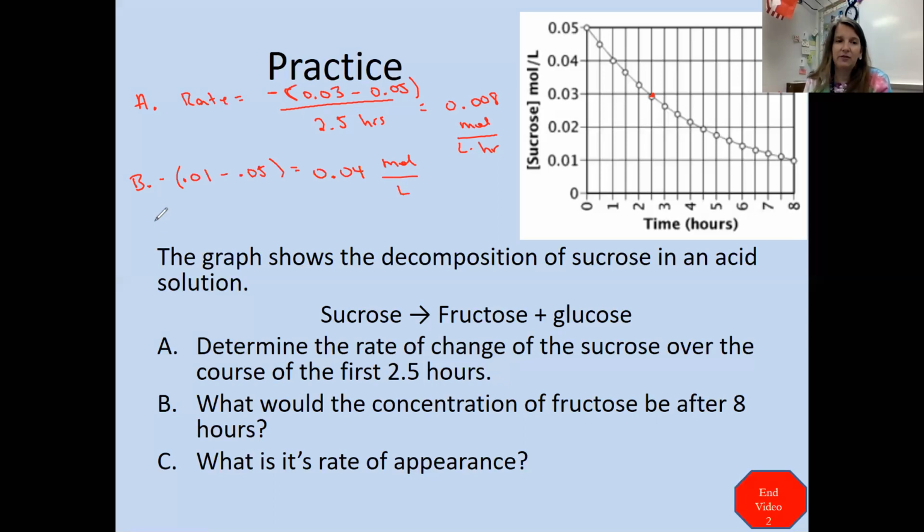And then to get its rate of appearance, because that's over 8 hours, we're going to take our 0.04 and divide it by 8. And I don't know why I had to do that in my calculator. I should have been able to get that. And that's going to be moles over liters times hours. So that's how we calculate our average rate.